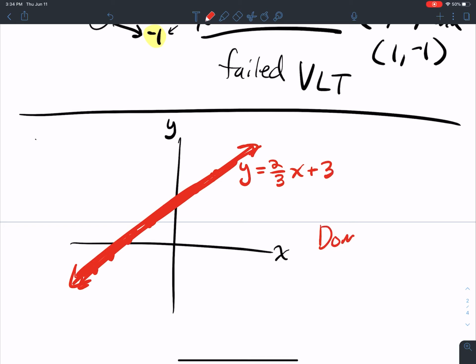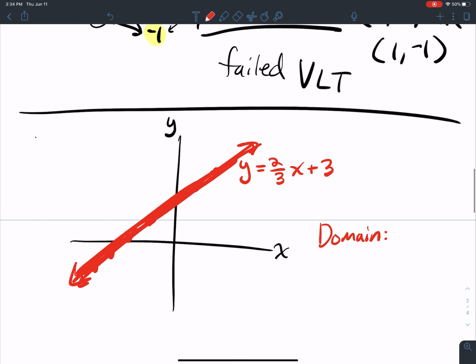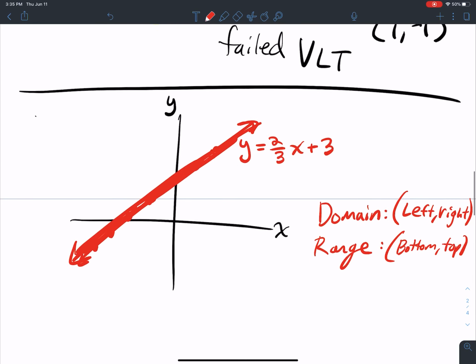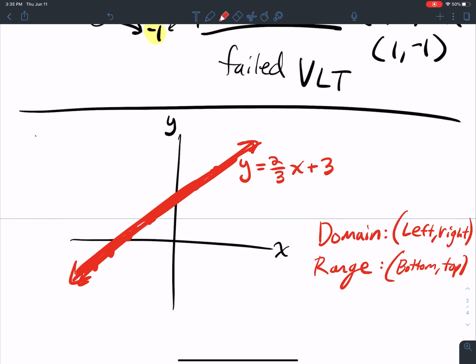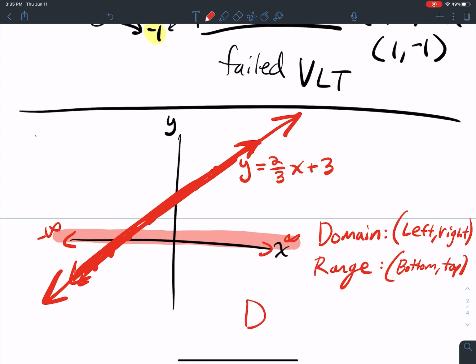Okay, so what's the domain here? The domain, I always like to think of it as from left to right. And I think of the range from bottom to top. Okay? So when I look at this, what x's are used from left to right? So I go as far as I can to the left and as far as I can to the right. So as far as I can to the left is negative infinity, and as far as I can go to the right is positive infinity. This arrow means it extends forever in both directions horizontally. So the domain is from negative infinity to positive infinity.